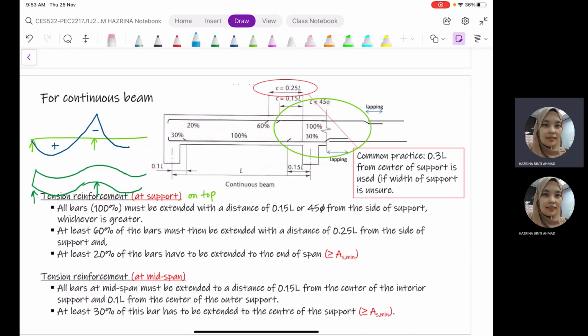With regards to the tension zone, due to the sagging moment, the tension zone or the cracks will happen at the bottom, because it is bending downwards at that positive bending moment. Then at the negative bending moment, the crack will happen on top, which is this part. So under sagging moment, the tension zone will happen at the bottom, but under hogging moment, the tension zone will happen on top. Then the compression will happen at the other location.